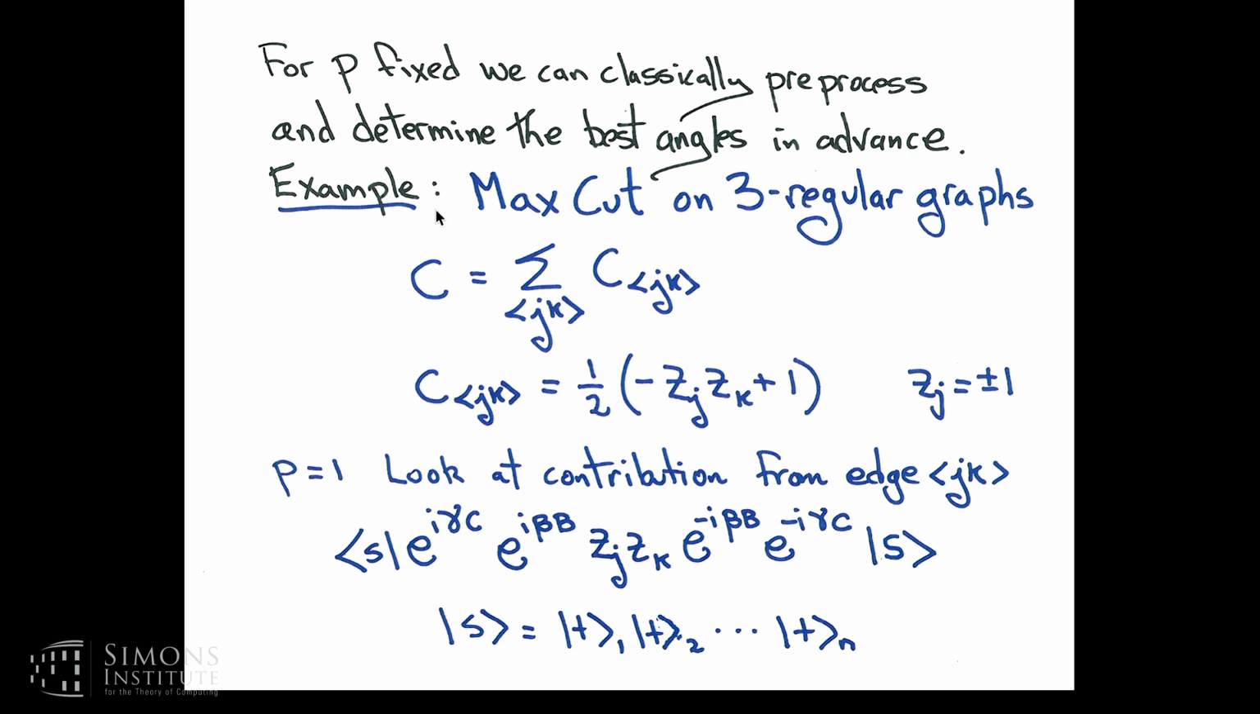That's the cost function for max cut. And if you look at p equals 1, let's look at the contribution from one edge. So I'm on a 3-regular graph, and I have an edge jk. Since the cost function is a sum, I have the expectation in the state S of this thing with jk. This is just what it is at the lowest dimension. And S is a product state because it's a product of eigenstates in the x direction, of spins pointing in the x direction.